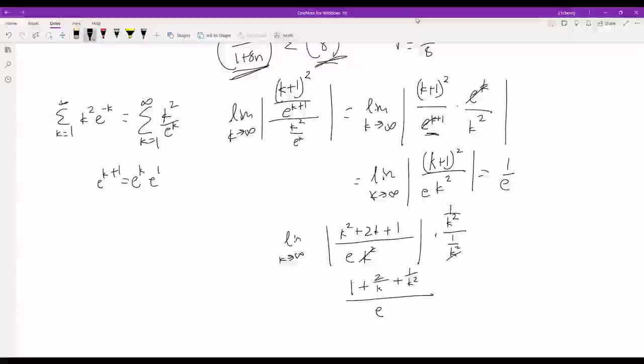So then, since we are taking the limit as k approaches infinity, the 2 over k and the 1 over k squared just become 0. So again, we are left with 1 over e, and this is less than 1, so therefore this converges.